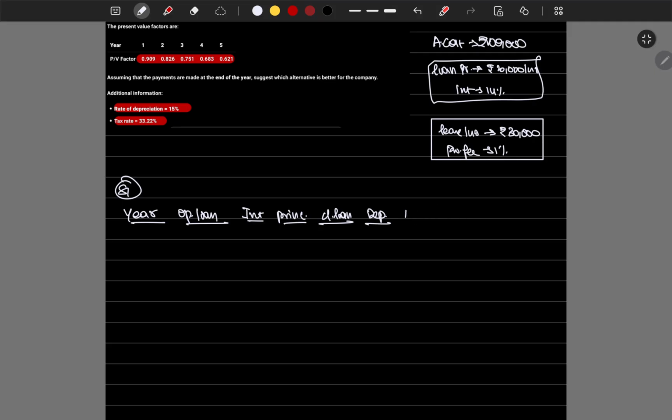Sorry, before that we have to calculate the tax benefit. Okay, and then net outflow, PV factor, PV of net outflow. This is the decision making factor. Now this is how we are going to arrange this question.